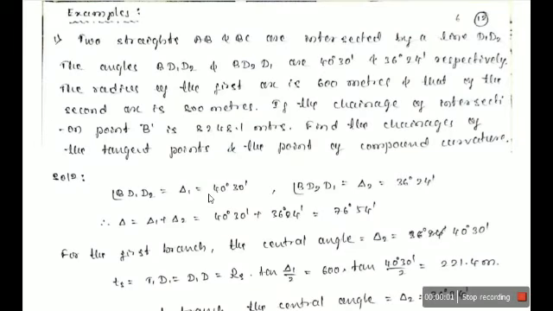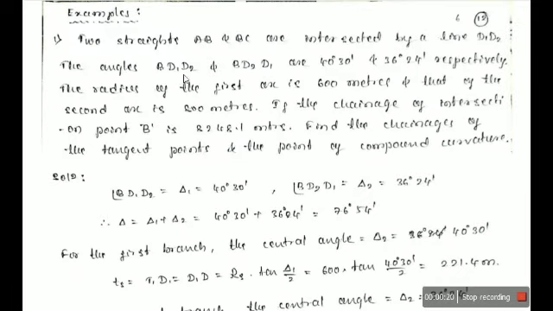Problems on compound curve. Two straights AB and BC are intersected by a line D1 D2.